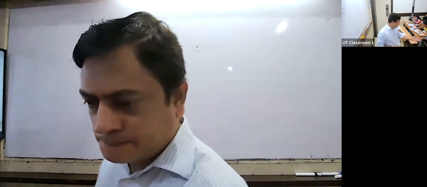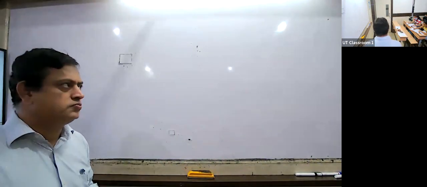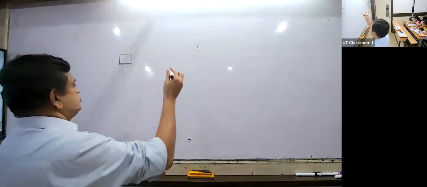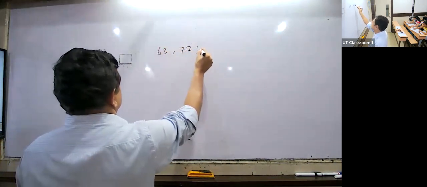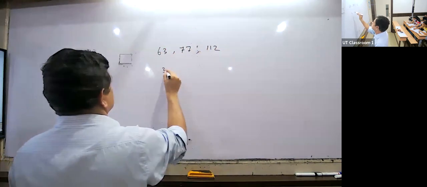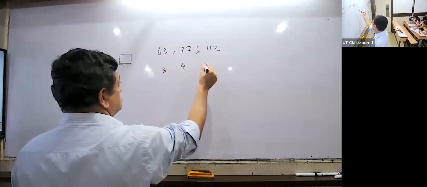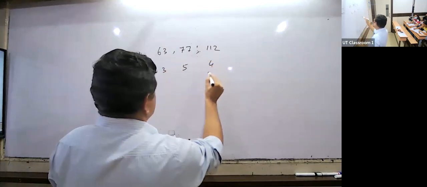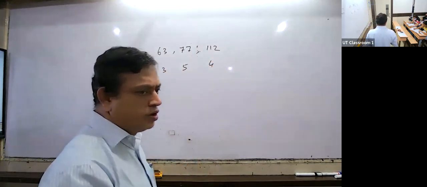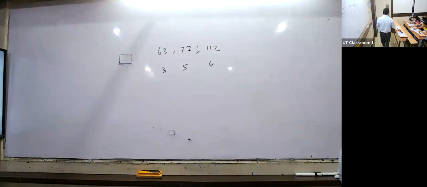Okay, now the next question. Question number 6. What is the largest number which divides 63, 77 and 112 leaving remainders 3, 5 and 4 respectively? Did you follow? All of you read the question once again and try to find out the meaning of the question.